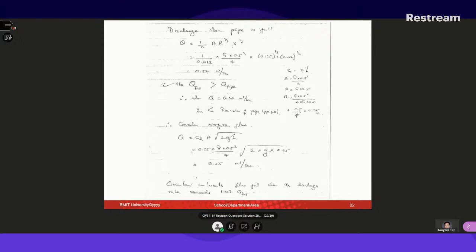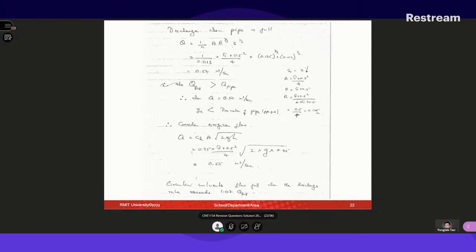So this question is a bit complicated. First we try type 2, and finally we find out it is not type 2, it's type 3. After calculations using the type 3 equations, we could find out the discharge is 0.55. We need to further check.